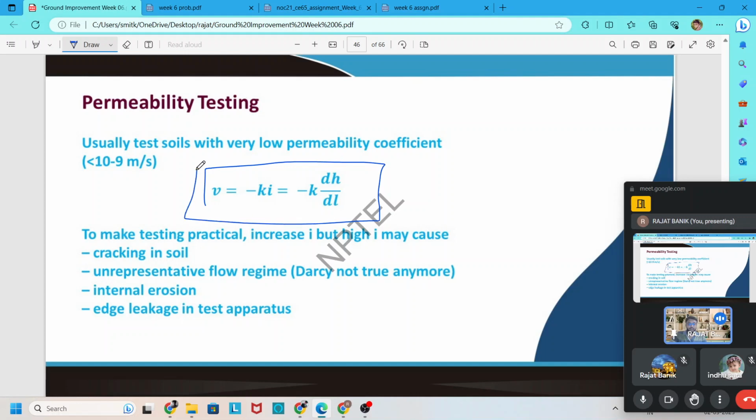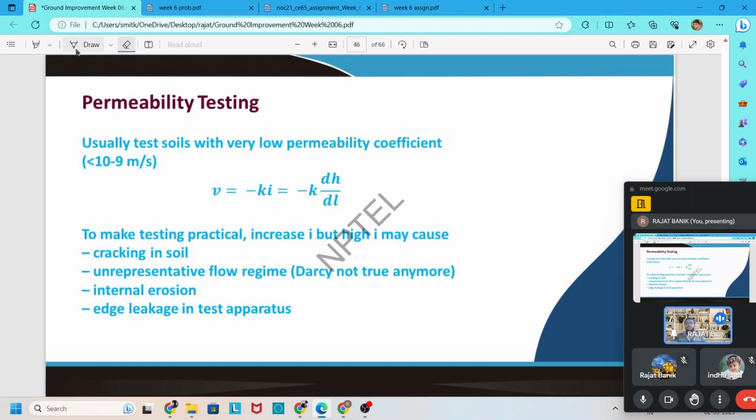It is nothing but V is equal to Ki. Here K is the permeability, i is the hydraulic gradient, and V is the velocity of the water or flow of water. Here it is said this usually tests soil of very low permeability coefficient, less than 10 to the minus 9 meter per second. So for that reason, we need to first find out the permeability of the soil, to use in the real field condition.